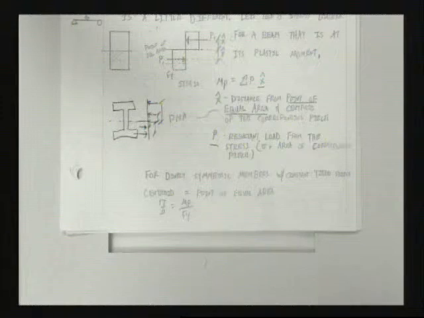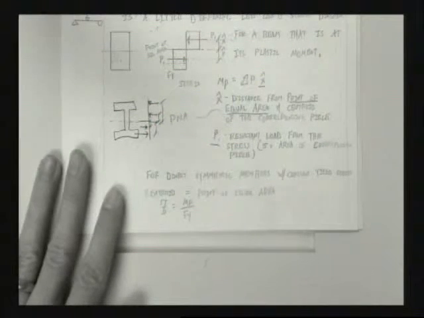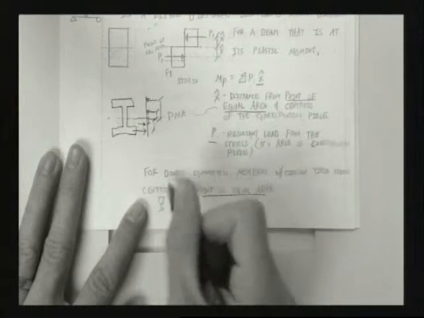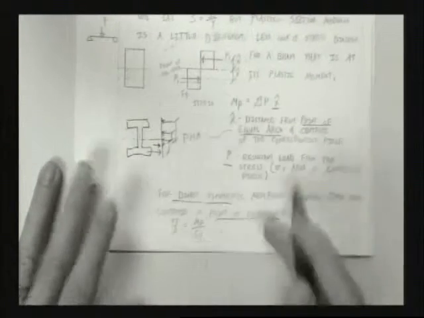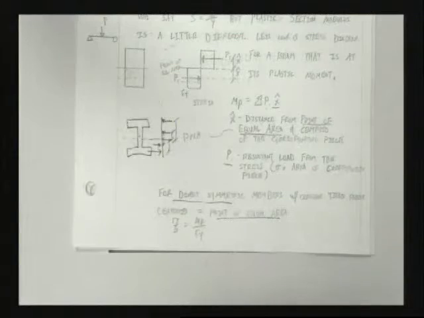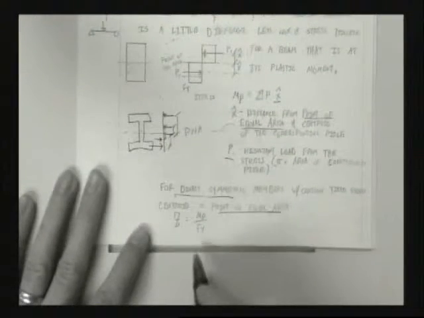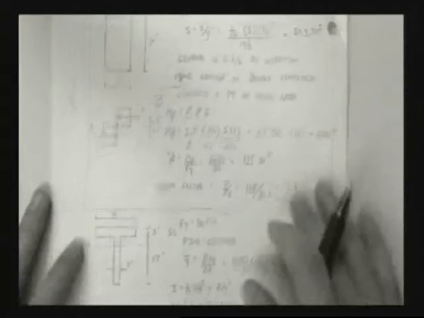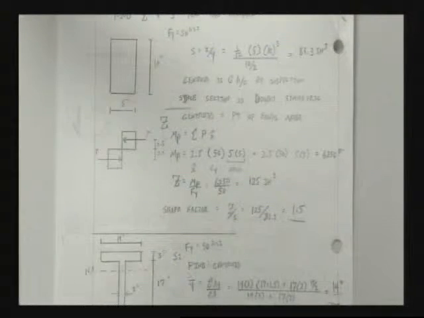Okay, for doubly symmetric members with constant yield stress, the centroid is equal to the point of equal area. But that's doubly symmetric. If I go singly symmetric, we've got to find the point of equilibrium, not the centroid. But again, Z is equal to M sub P over Fy. There's some math. I'm not going to go through this. You should be able to do this on your own or have seen this before.